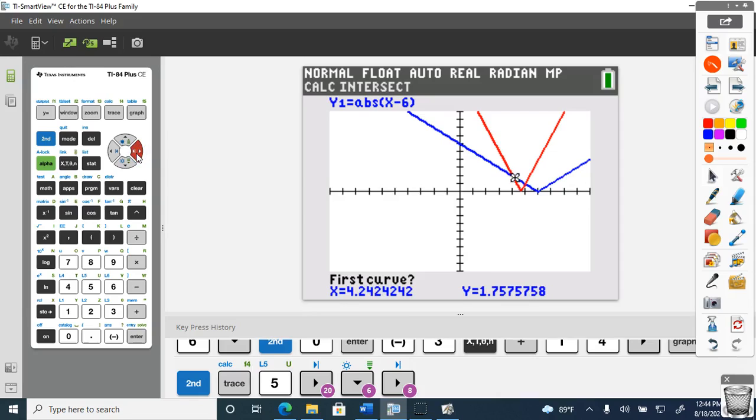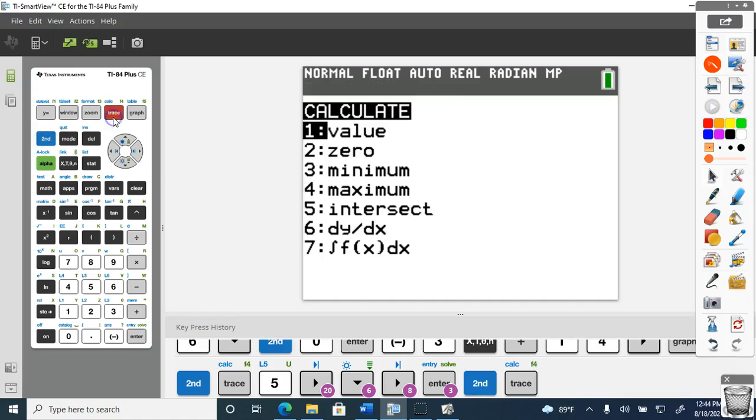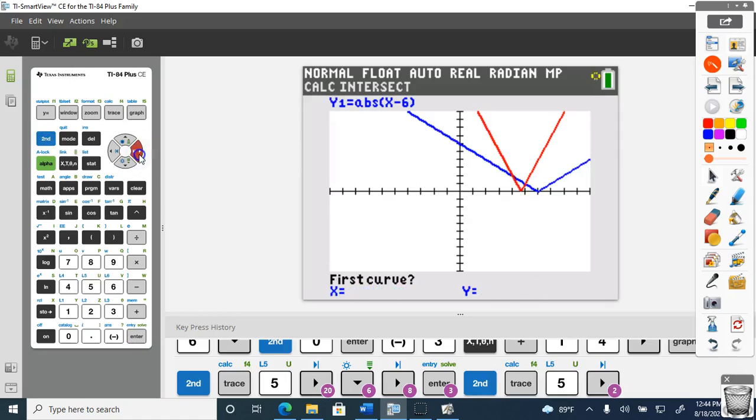Everybody with me? So I'm going to get the one on the left first. I'm going to hit enter, enter, and enter. And so one answer is x equals what? 4. All right, x equals 4. And then I go through the whole process again. Second, trace, intersect, but this time I'm going to move my cursor over closer to that other point where they're intersecting. Everybody see that? Again, enter, enter, enter. That x is what? 5. So my answers on 15 are x equals 4 and x equals 5.